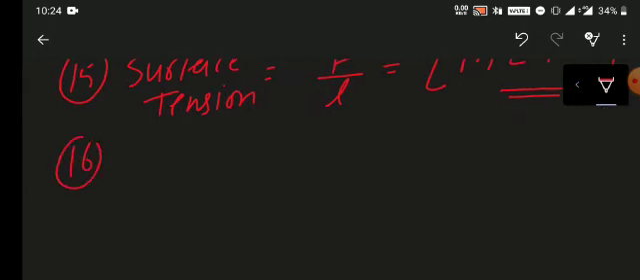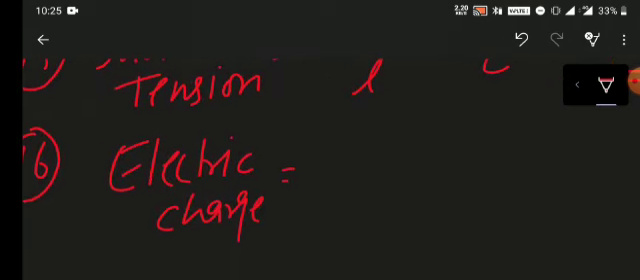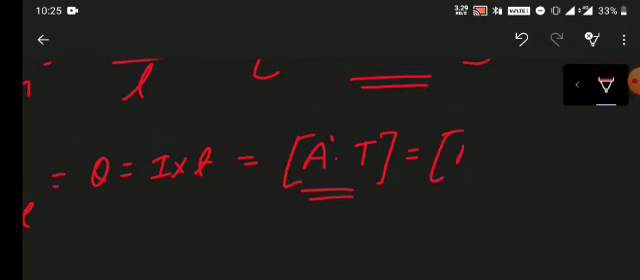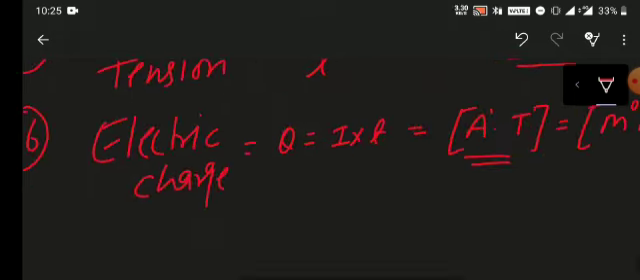Now the 16th one is the electric charge. Electric charge is determined as Q is equal to current into time. You know that the unit of current is ampere and time has T. So the dimension is A1 T1. You can also write it as M0 L0 T1 A1. This is the dimension of the electric charge.